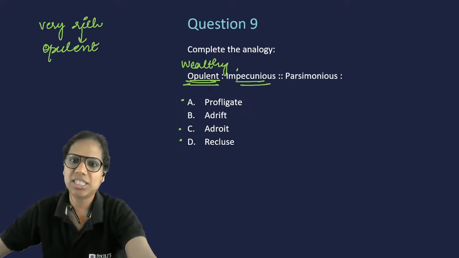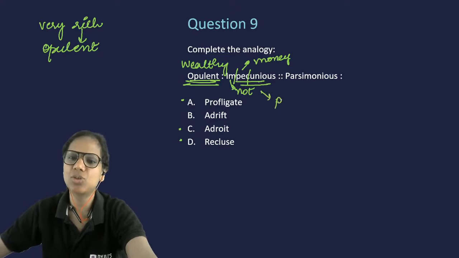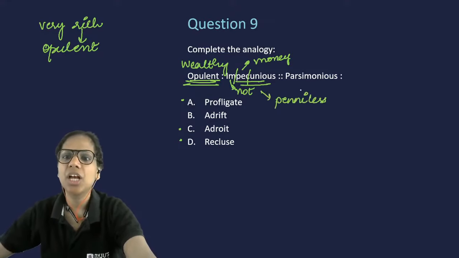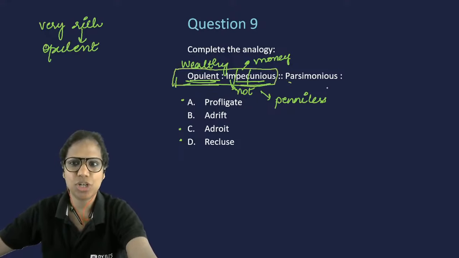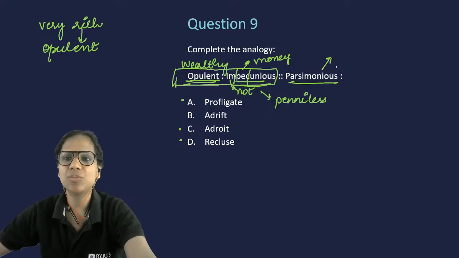Impecunious. Im means not. Pecus means money. So somebody who's impecunious is penniless, does not have much money. Penniless, right? So what are we looking at? We're looking at antonyms. This has been established now. Parsimonious.